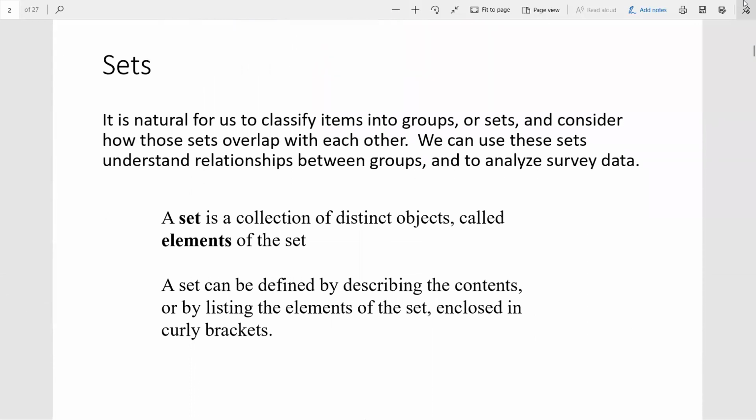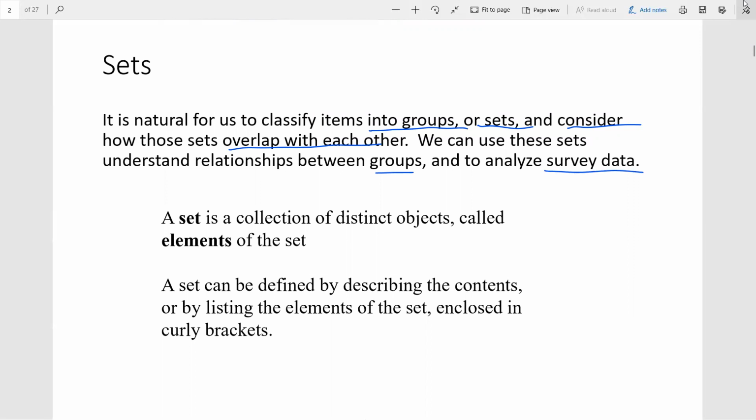We're going to be looking at a lot of definitions here. I'm sure you've heard of sets before. Obviously, it's natural for us to classify items into groups or sets and consider how these sets overlap with each other. We can use these sets to understand relationships between groups and to analyze survey data.